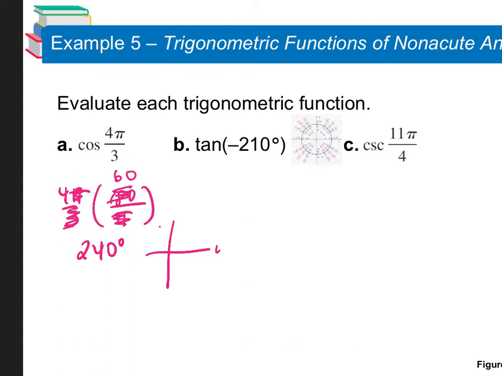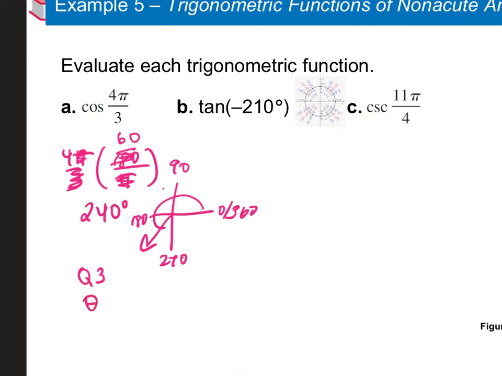So think about where 240 is. Where's 240? What quadrant? 3. It's in the third quadrant. Okay, what's the rule for quadrant 3? It's theta minus 180. So it's 240 minus 180 gives me what? 60, right? 60 degrees. So it's either going to be one of the special right triangles, a 45, 45, 90, or a 30, 60, 90. Which one is it now that I'm talking about? The 30, 60, 90.